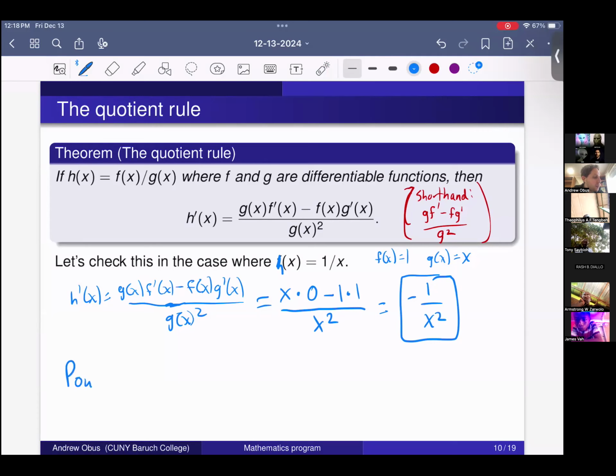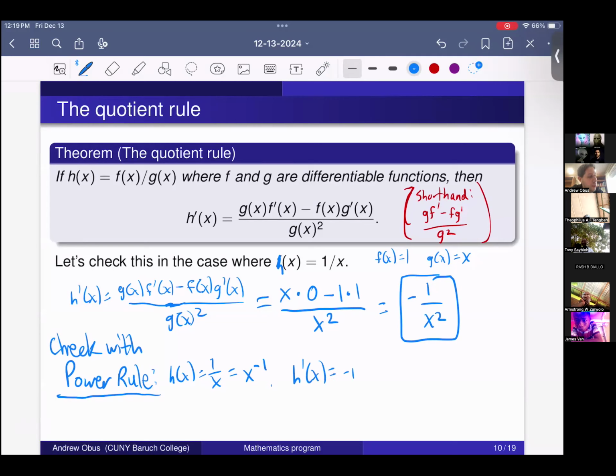Now we can check this also using the power rule. It's not really a check because we haven't proven the power rule for negative exponents. But keep in mind here that h of x is 1 over x. We can also rewrite that as x to the minus 1. If we check with the power rule, that means that h prime of x is going to be minus 1 times x to the minus 2, which is equal to negative x to the minus 2. And x to the minus 2 we know is 1 over x squared. Right? So it turns out, again, we get the exact same answer, as we would like.